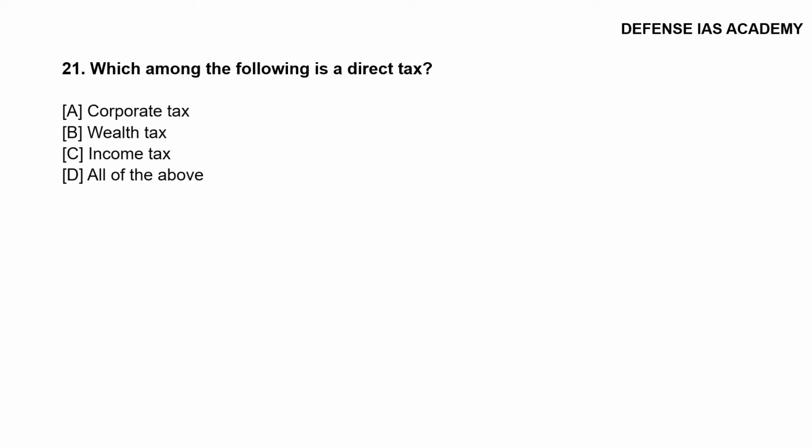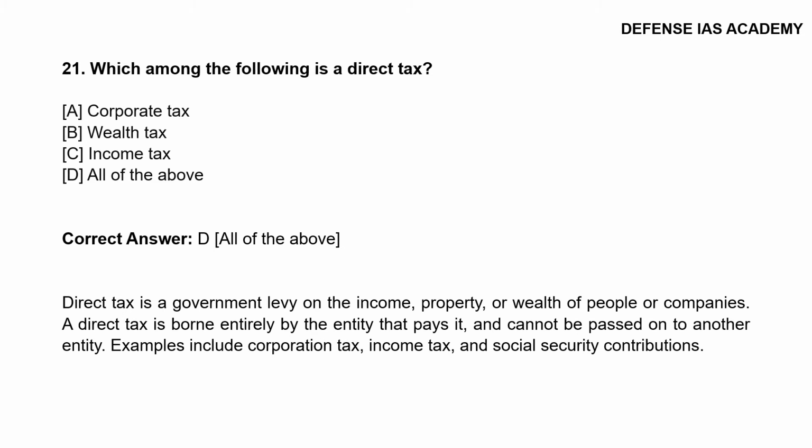Question 21. Which among the following is a direct tax? The correct answer is option D, all of the above. That means corporate tax, wealth tax, income tax, all are direct taxes. Now, what is a direct tax? A direct tax is a government levy on the income, property or wealth of people or companies. A direct tax is borne entirely by the entity that pays it and cannot be passed on to another entity.